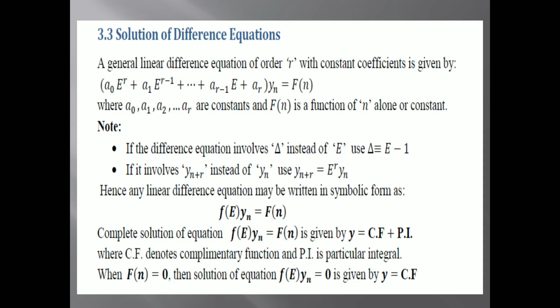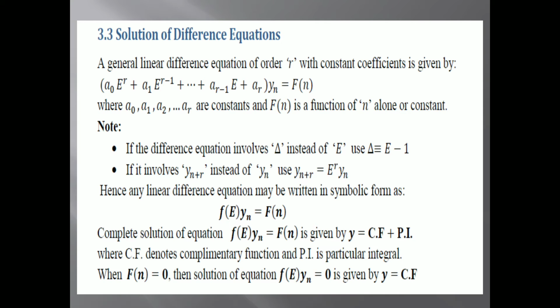Here we focus on two main points. First of all, we have to convert the given equation into the form of the shifting operator, that is, we have to remove the forward difference operator that is involved in the given equation, and instead write E by using the relation delta = E - 1. And if the given equation involves yn+r, then instead of yn+r use E raised to r yn.